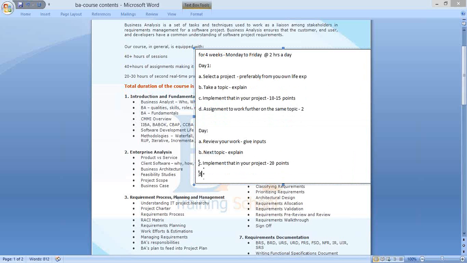Work on the same topic for you, where you have to write another 35 points. This way, what is happening is, you are learning the topic on the job, kind of. To attend these classes you require 2 hours a day, number one, the session, and to do this assignment you require another 2 hours of time.